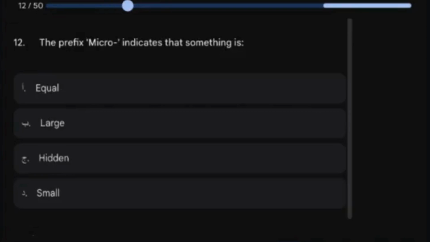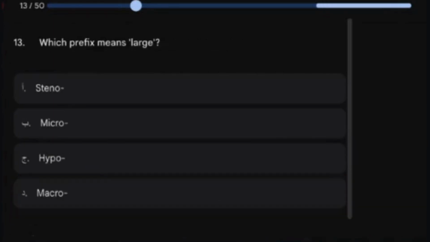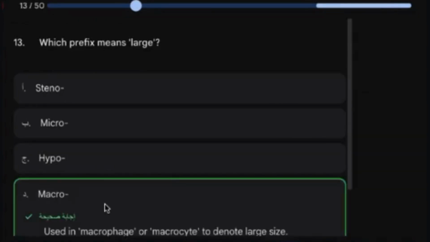The prefix micro indicates that something is equal, large, hidden, or small. Yes, small, like in microscope, which we use to see small things. Or microcyte, this means a small-sized cell. Which prefix means large? Macro. So we have micro, that means small, but macro means large, like in macrocyte, a large-sized cell. Or for example, megalo also means large, like in megaphone.